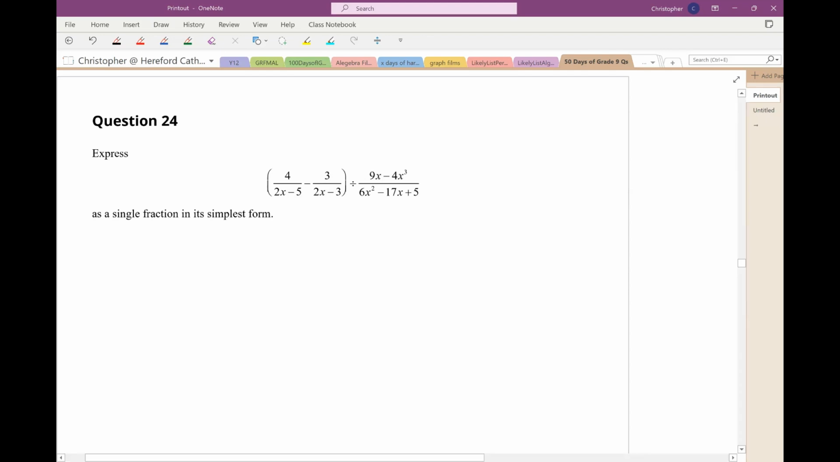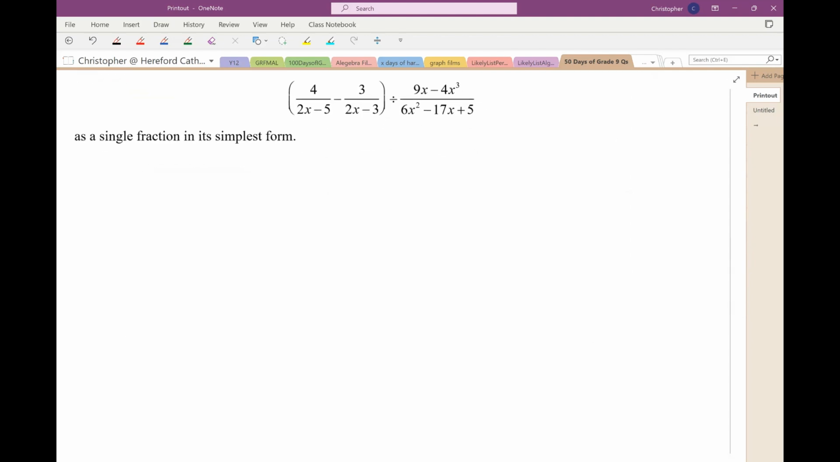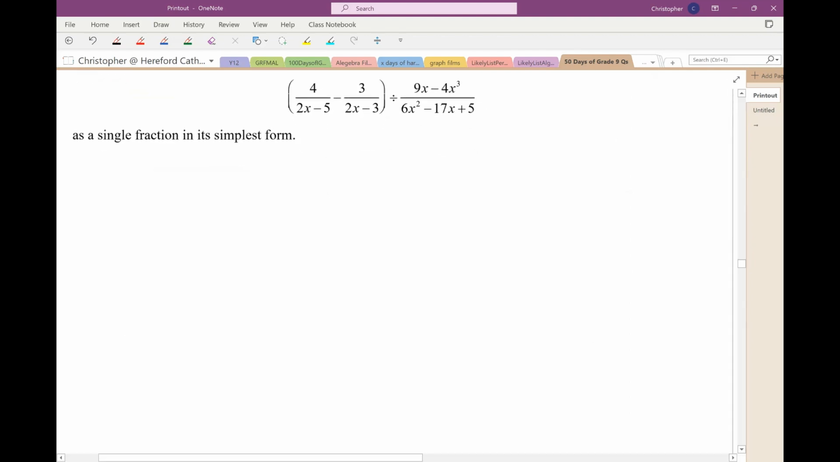Express that as a single fraction in its simplest form. Crikey, they're going to make us work for our marks here. Now the first thing to do is probably to work out that in its simplest form, to subtract those two algebraic fractions. So what have I got here? I've got 4 over 2x minus 5, and I've got to subtract 3 over 2x minus 3.